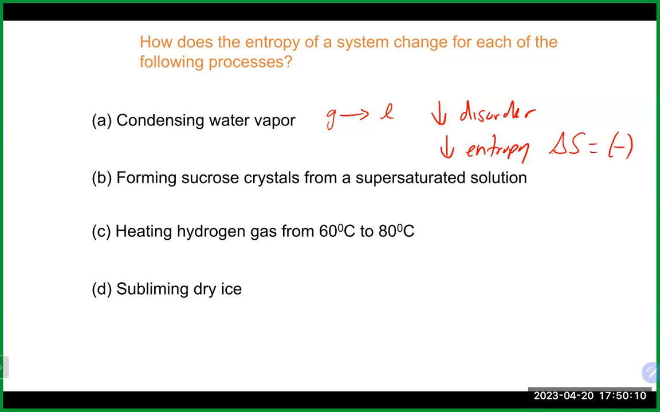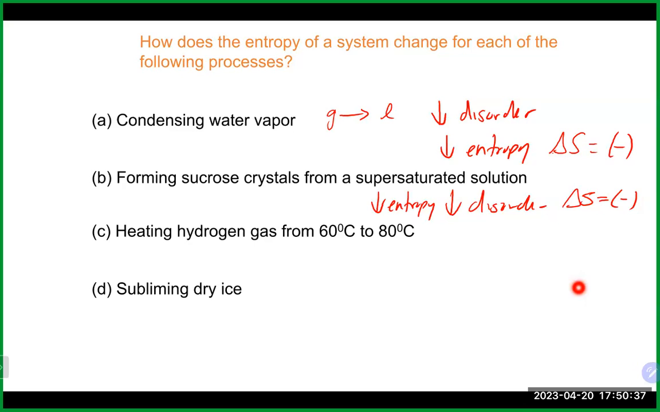Forming a sucrose crystal from a supersaturated solution. In order to form a crystal, crystals are pretty well organized, right? Ordered type of solids, which means clearly you're increasing the order, decreasing the disorder also in this one. So once again, disorder going down, entropy change would also be decreasing. And once again, we would expect it to be a negative change in entropy in this particular situation.